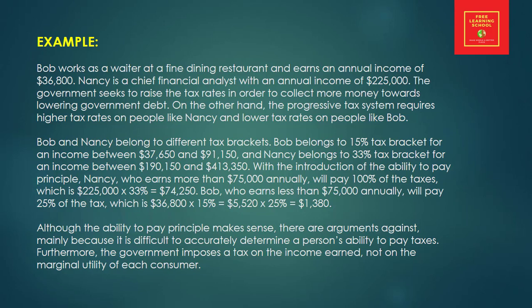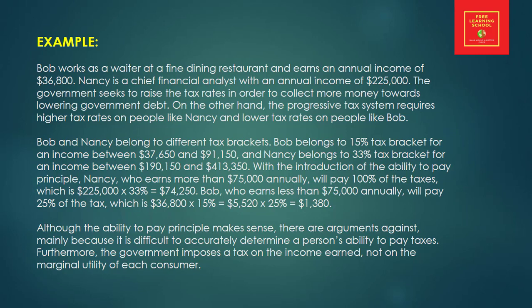The government seeks to raise the tax rates in order to collect money towards lowering government debt. On the other hand, the progressive tax system requires higher tax rates on people like Nancy and lower tax rates on people like Bob. Bob and Nancy belong to different tax brackets. Bob belongs to the 15% tax bracket for an income between 37,650 and 91,150, and Nancy belongs to the 33% tax bracket for an income between 190,150 and 413,350.